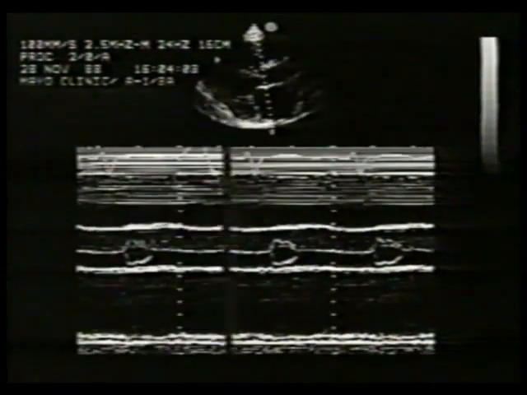The cursor now crosses the aortic valve and left atrium. The sweep speed of the M mode has been increased to emphasize the decreased motion of the aortic root and the tapered closure of the aortic cusps, both manifestations of the reduced cardiac output.